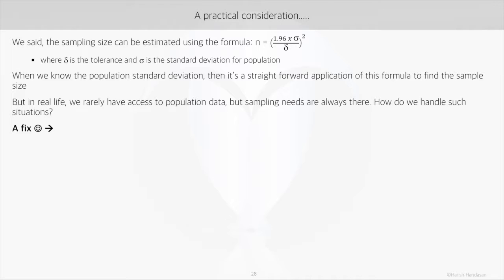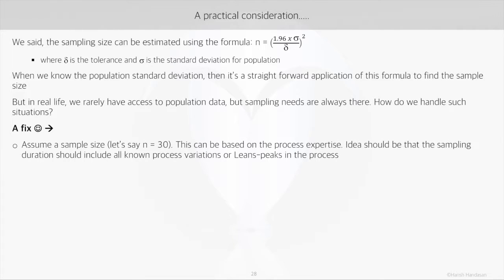No worries, the same CLT, the central limit theorem, which appears to put a constraint on its usage here, is going to help us out. What we can do here is start with an appropriate sample size based on our process and process knowledge. The idea should be that the sampling duration should include all known process variations or leans or peaks in the process. It may be a 5% thumb rule, or let's say in this case, we take an initial sample size of 30.